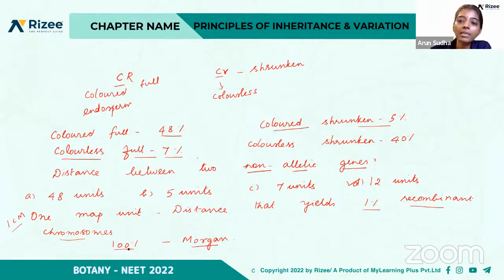Okay, so the answer is 12 units. Ma'am, explain again, ma'am. What do you want me to explain?